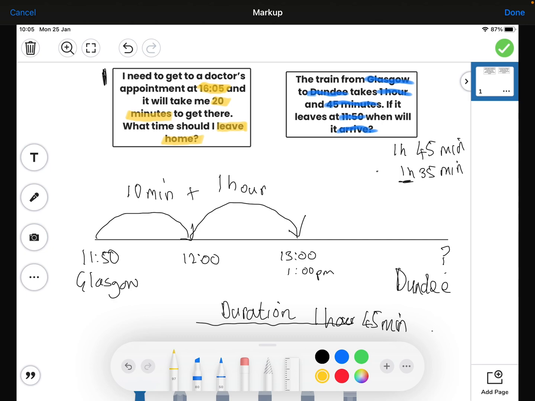So what I might want to do, because it's my working, I might want to scribble that out. Because now I've only got 35 minutes left. 35 minutes left of my train journey. So I'm going to take another jump. And your jumps don't need to represent how long it's going to take. It's just your working, boys and girls. So your next jump is going to be 35 minutes.